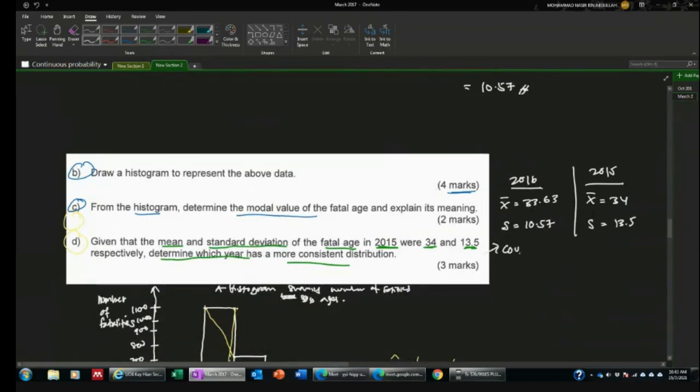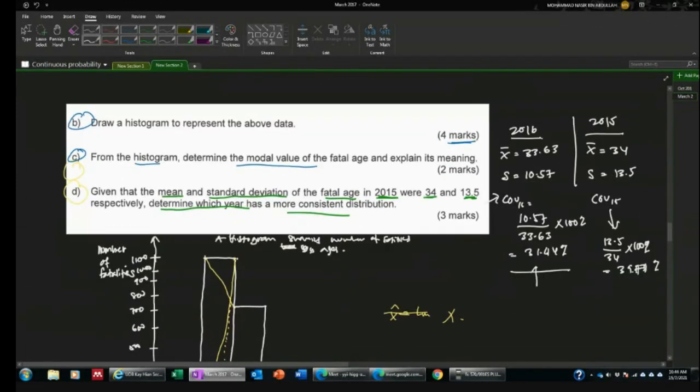Now we need to calculate the coefficient of variation for 2016 and 2015. For 2016, it is 10.57 divided by 33.63 multiplied by 100%, which equals 31.44%. For 2015, it is 13.5 divided by 34 multiplied by 100%, which equals 39.71%. Which one is lower? 2016. So we can say that year 2016 has a more consistent distribution. Very simple, 3 marks.